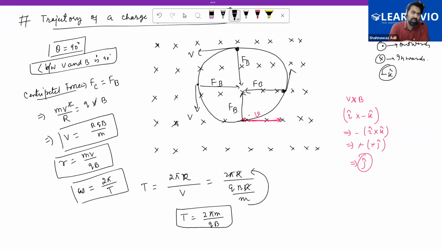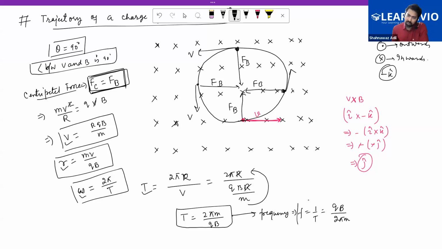Just have to remember that the centripetal force would be equal to the magnetic force. If you remember this, then you can calculate what is velocity, what is radius, what is time period, what is angular velocity. So if you can calculate time period, then you can calculate frequency. Frequency is f, which is 1 by T. So this would be qB by 2 pi. So all these things you can calculate.